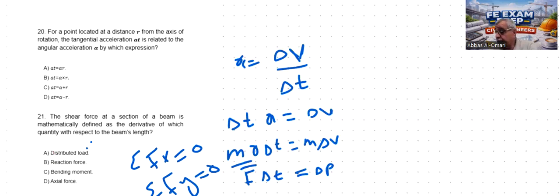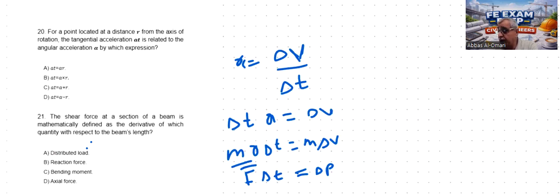For a point located at a distance r from the axis of rotation, the tangential acceleration a_t is related to the angular acceleration alpha by which expression? This is the relationship between tangential acceleration and angular acceleration in circular motion. So the correct answer is A. The tangential acceleration is related to the angular acceleration by the radius. So a tangential equals alpha, which is angular acceleration, times r.